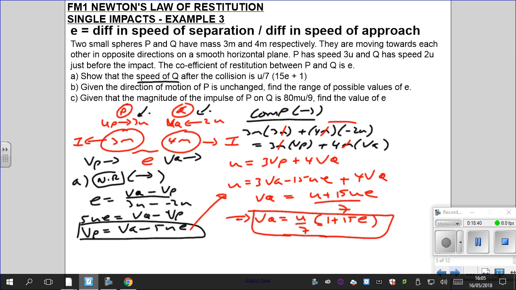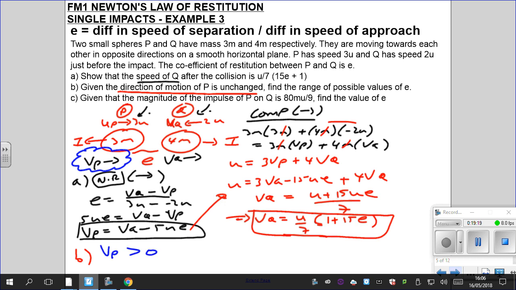Now, part B. This is the theory. Direction of motion. Given the direction of motion of P is unchanged, find the range of possible values of E. What do I do with that? My diagram tells me everything. I assumed VP was going to the right. I assumed P's motion was unchanged. Therefore, my answer for VP must be positive.